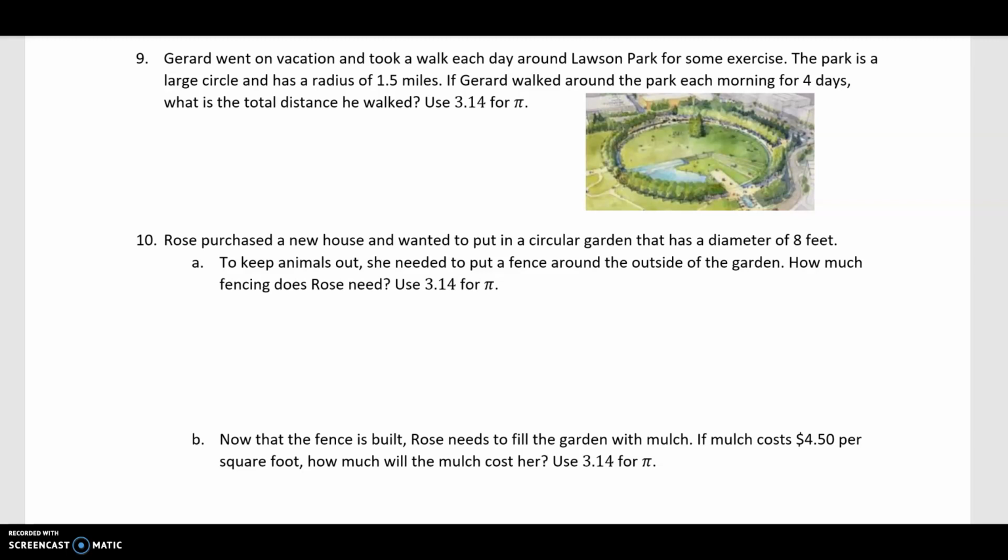All right, number 9 says Gerard went on vacation and took a walk each day around Lawson Park for some exercise. The park is a large circle and has a radius of 1.5 miles. If Gerard walked around the park, so you need to think about what around the park means, each morning for 4 days, what is the total distance that he walked? Okay, so this one's a little more specific, so make sure you're paying attention as you're analyzing the problem and writing the facts down from this problem.